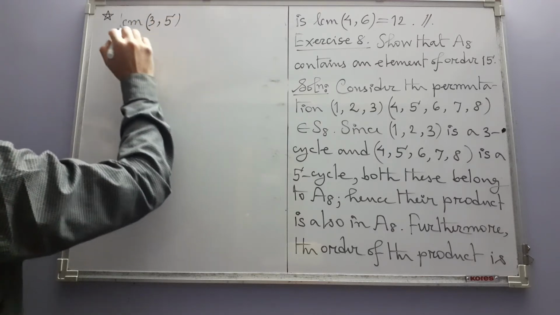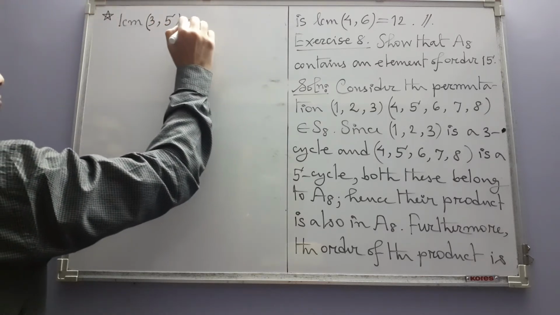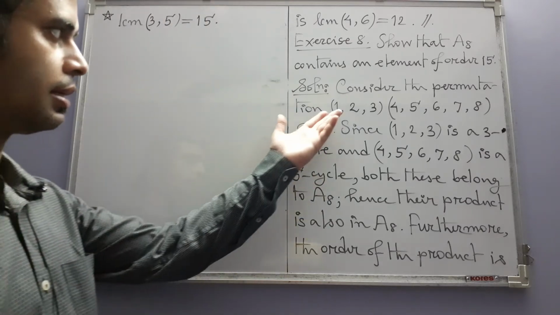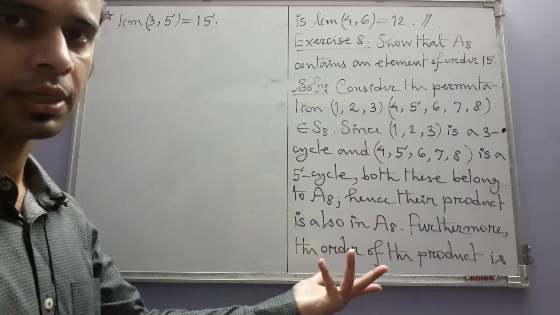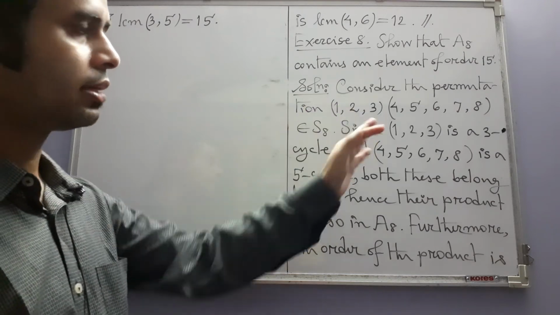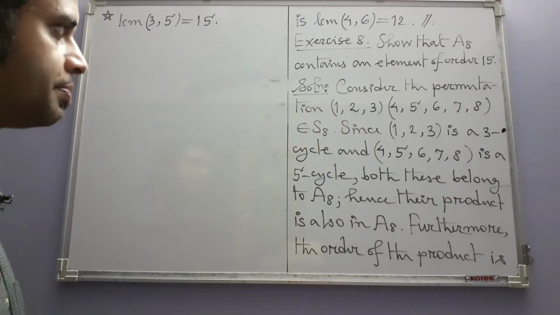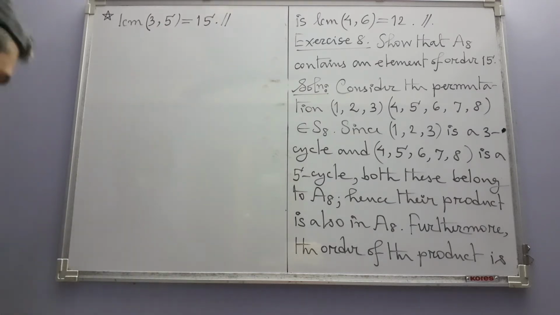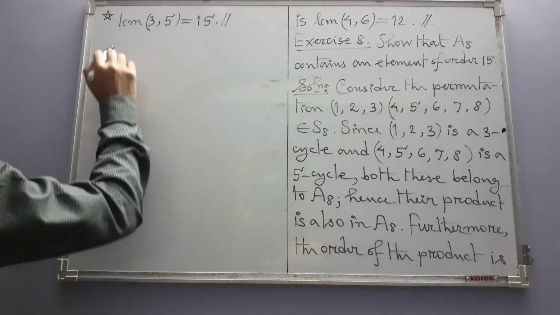Is LCM of 3 and 5, that is equal to 15. If you want, you can take any other 3 cycle and another 5 cycle, only make sure that they are disjoint, that's all. Then 9.